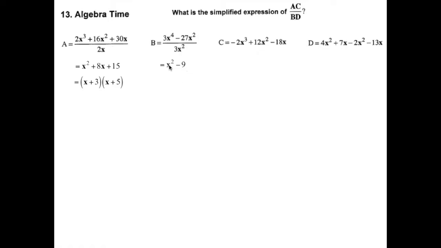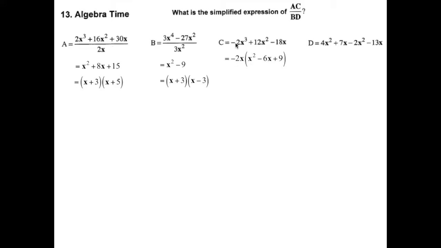Don't stop there. That's a difference of squares. So it's x plus 3 times x minus 3. For C, whenever you have a negative, factor out the negative. I'm thinking, hey, is 2 common? 2 goes into each term. Good. So I'm going to factor out negative 2, and then the x with the smallest degree, which is x to the 1. So I'm going to factor out negative 2x.